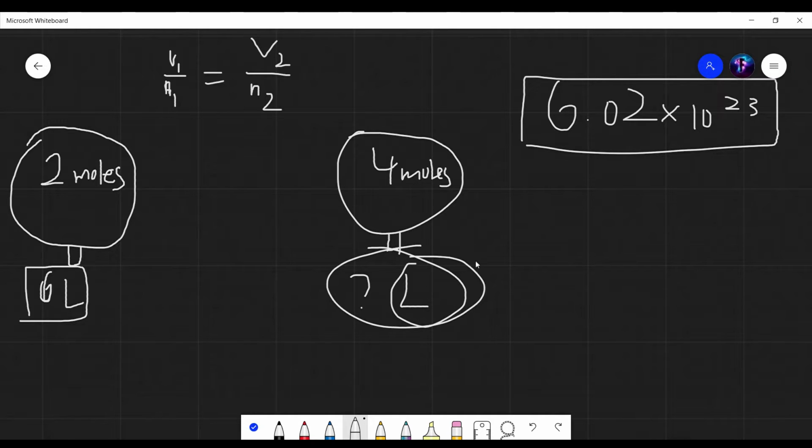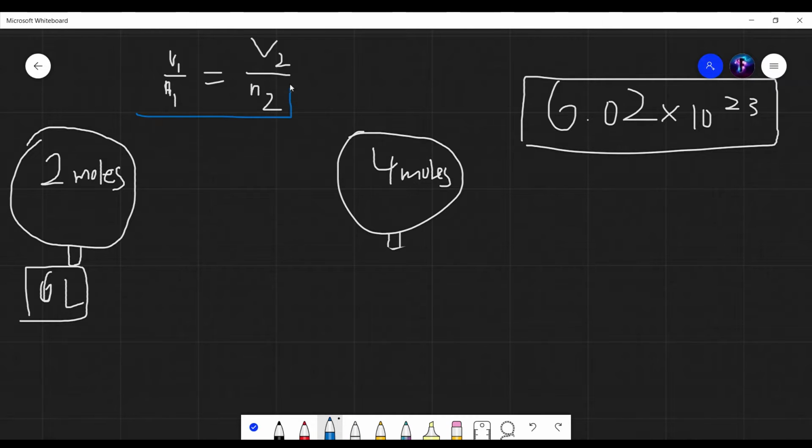Yeah. And now, back to the question we're going to solve. How many liters is it if it's 4 moles? So let me erase this. So you can use this formula. I'm gonna do this so you know what to do. And we know V1, which is not 2 moles, 6 liters. So you can write down what you know.